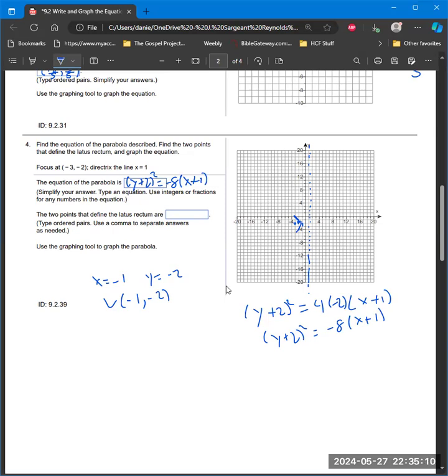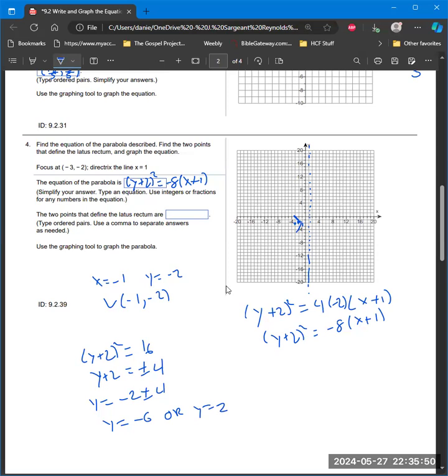And now I'm going to put the x value in here for the focus, -3. So that's going to give me -2. (y + 2) squared equals 16. y + 2 equals plus or minus 4. y equals -2 plus or minus 4. y equals -6, or y equals 2.